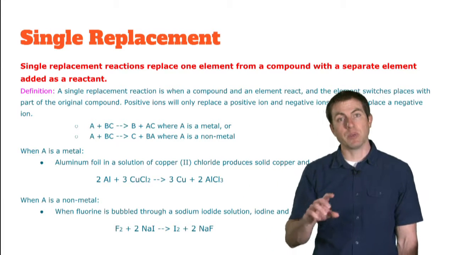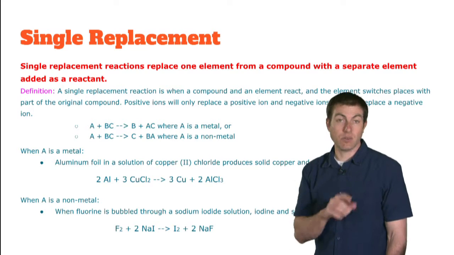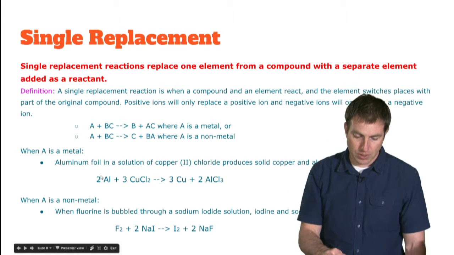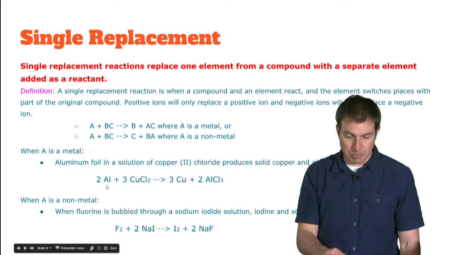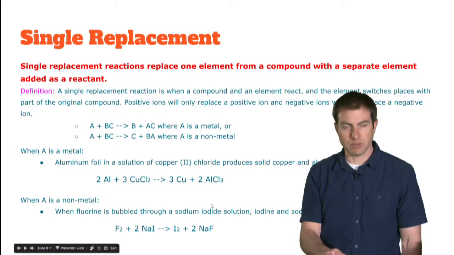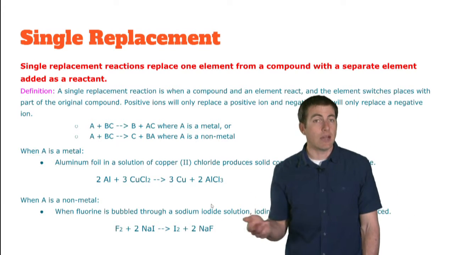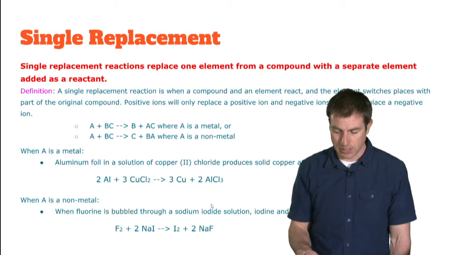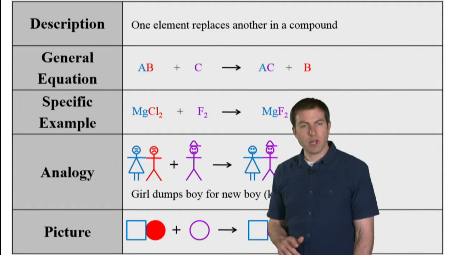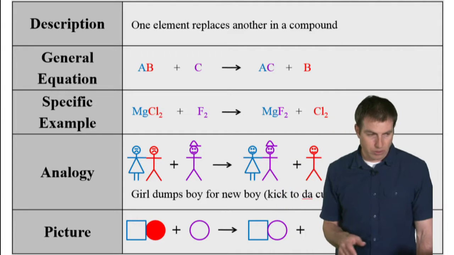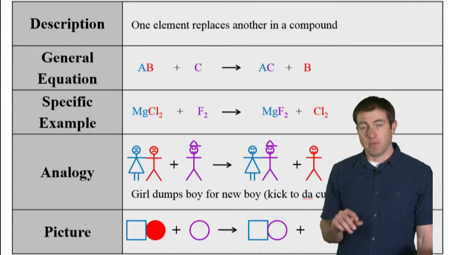The same thing can happen, but instead of having a metal hanging out by itself, we could have a non-metal. So we have fluorine. And that fluorine is going to, because it's a non-metal, kick the iodine out of the compound. So iodine's by itself, and then we have Na and F. So the Na and F, the sodium and the fluorine, combine together. So just kind of another summary, whatever analogy or picture you think works best for you. Think about it that way.